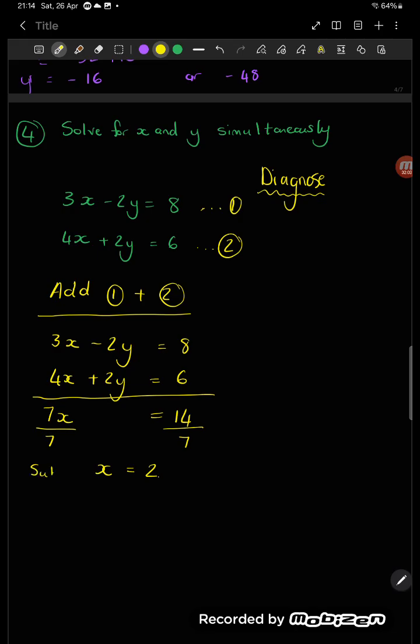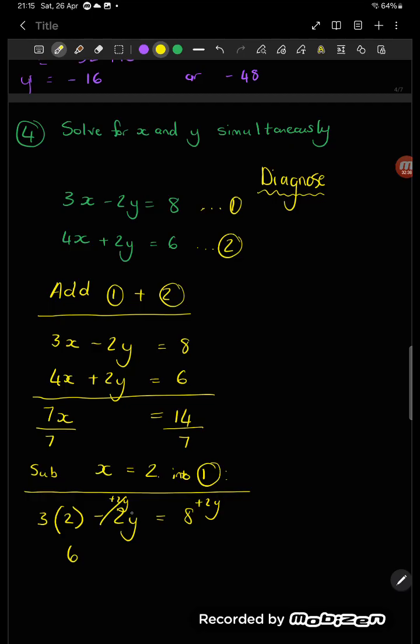Let's substitute x is equal to 2 into number 1, into equation 1. Okay, underline it so that your teacher can see what you're doing. So 3 brackets x minus 2y equals 8. 3 times 2 is 6. Now I want to get that y on the other side, so I'm going to plus 2y here, plus 2y. Or your teacher will say, take y to the other side and change the sign. Shorthand for the same thing.